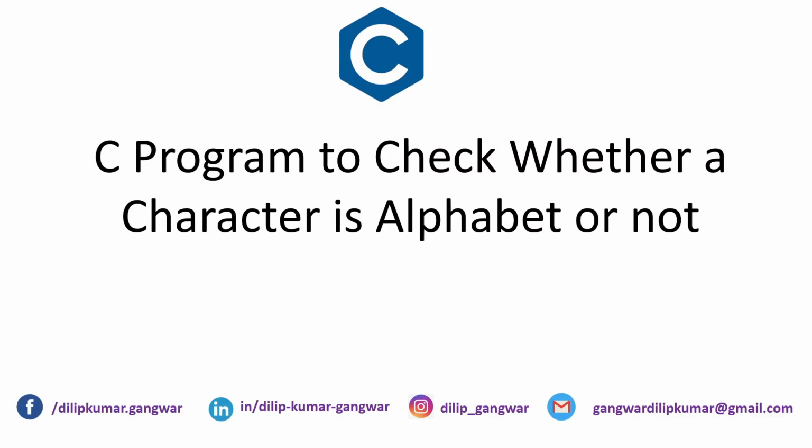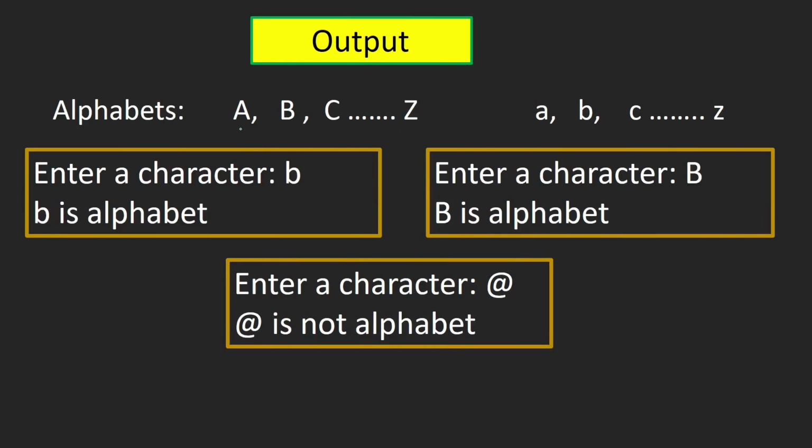In this video, we will discuss a C program in which a user will enter a character and your program should tell whether that character is alphabet or not. So let's understand the question more clearly. As you know, the alphabets are from capital A to capital Z and small a to small z. And all the rest characters, like at the rate, hash or any digit 1, 2, 3, are not alphabet.